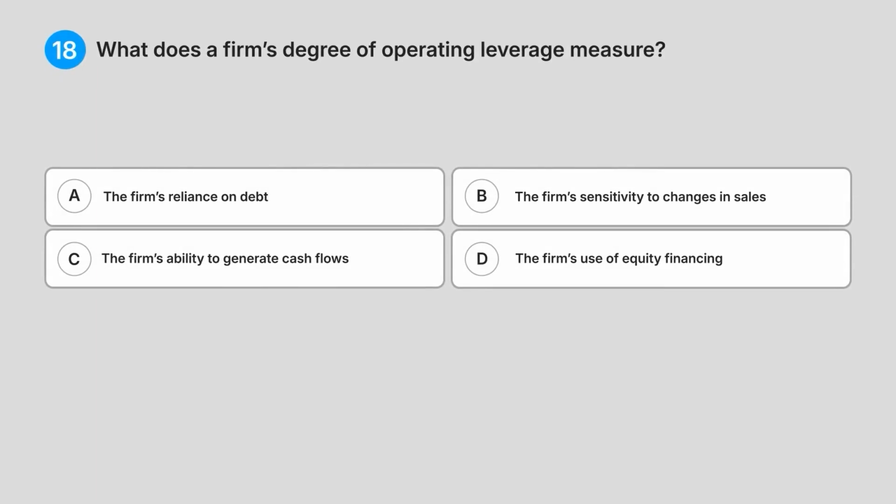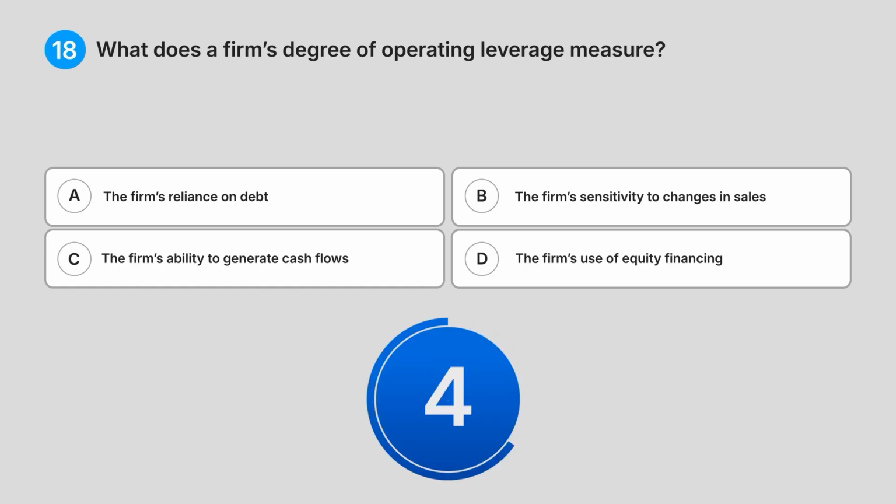18. What does a firm's degree of operating leverage measure? A. The firm's reliance on debt. B. The firm's sensitivity to changes in sales. C. The firm's ability to generate cash flows. D. The firm's use of equity financing. What do you think is the answer?